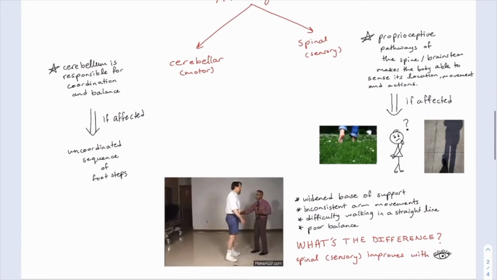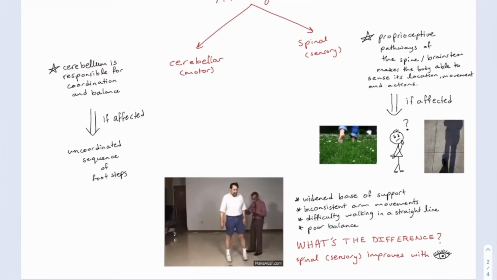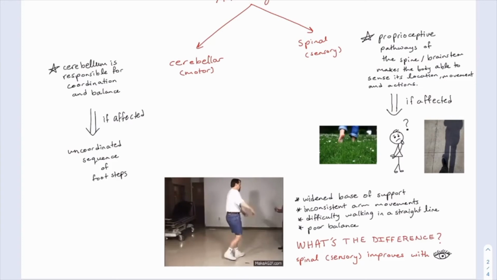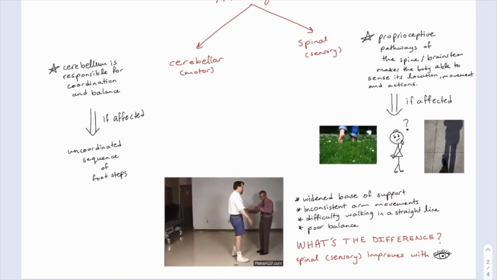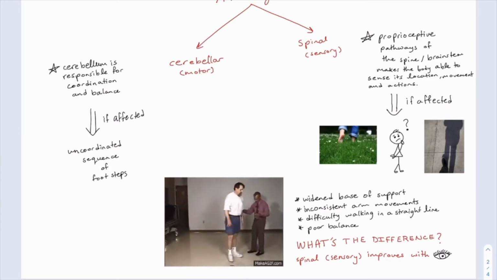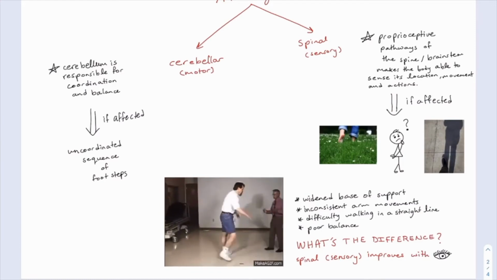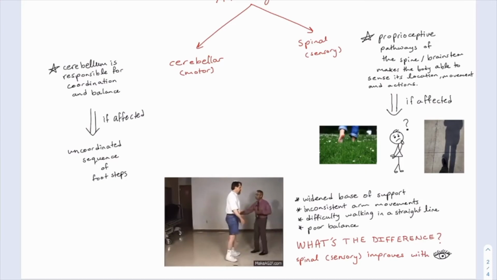Okay, so the ataxic gait is usually characterized by this widened base of support. As you can see here, there's a wide base between his two feet in order to support himself so as not to fall over. However, he does have poor balance, and please note his inconsistent arm movements as well. And he's having difficulty walking in a straight line.